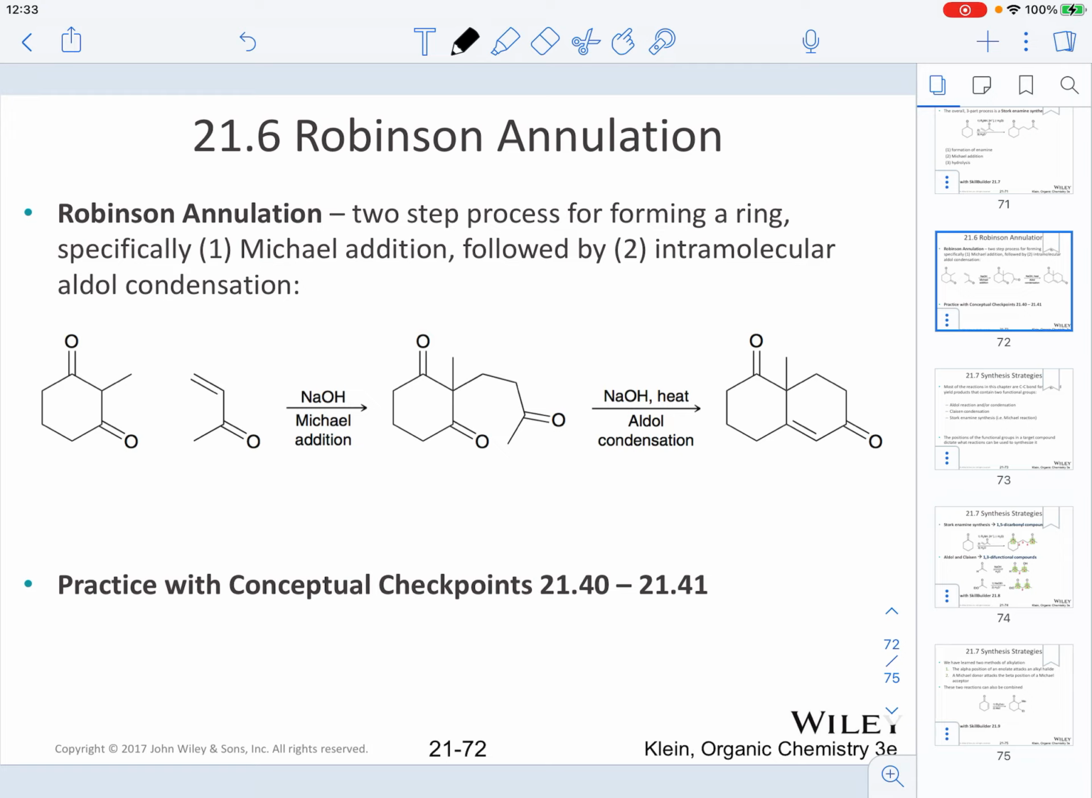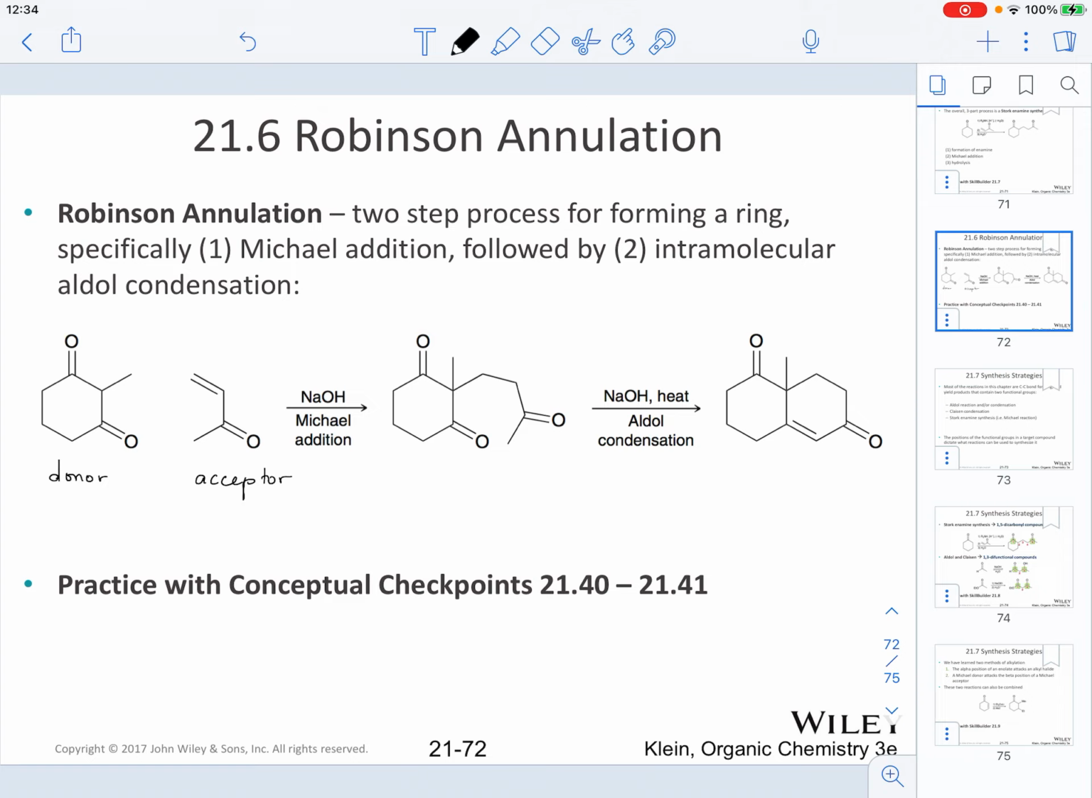My suggestion is that you try to outline all those steps on your own, because you have been shown part by part how to do this mechanism. So let's get started. In the first part of this process, as you can see, we are going to have a Michael addition, in which the molecule on the left is going to be the donor, the molecule on the right is going to be the acceptor.